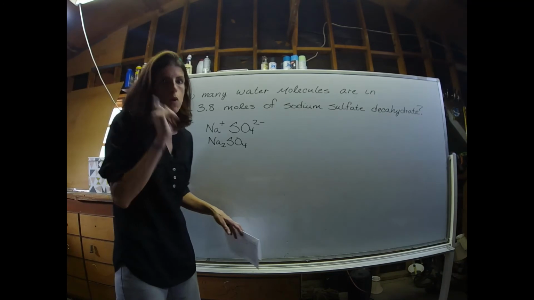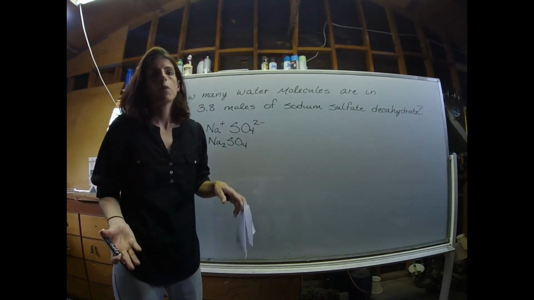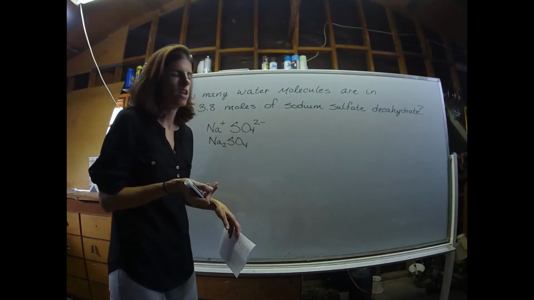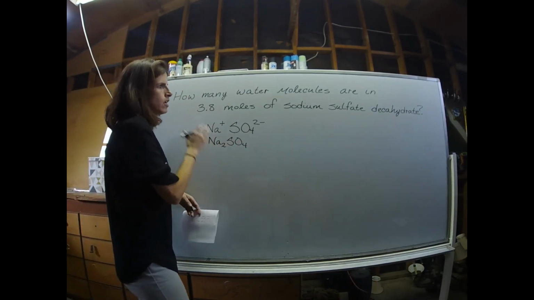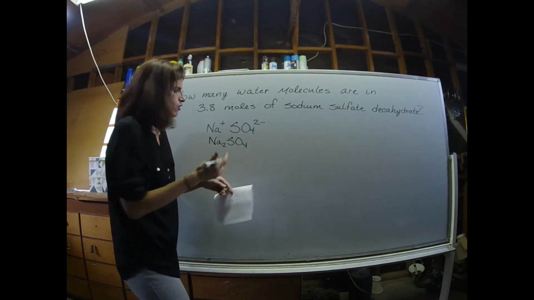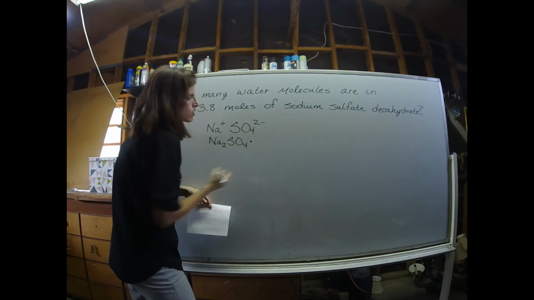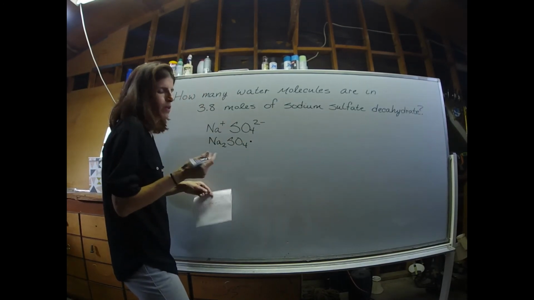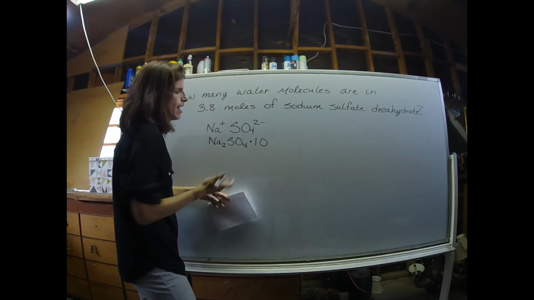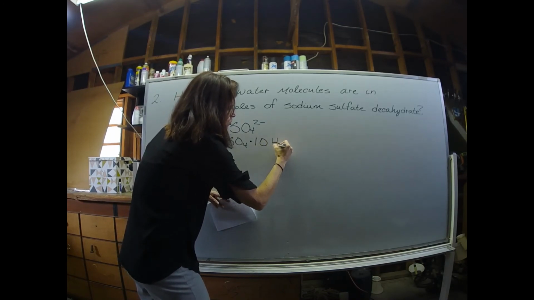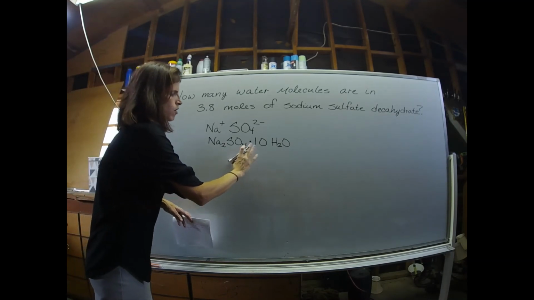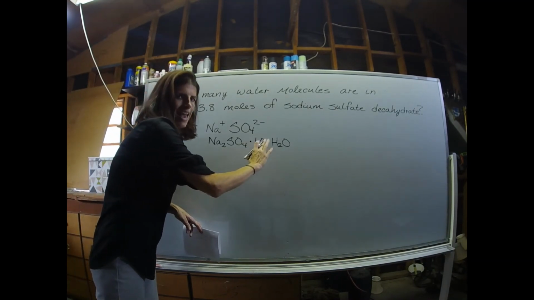Deca is one of our numerical prefixes that you might remember from our covalent nomenclature lessons. So deca means 10. So this salt has 10 water molecules attached to it. And the way we write hydrates is we always put a dot. It doesn't mean multiplied, it means attached. And then you put how many, in this case 10, and then I'm going to write H2O. So Na2SO4, little dot in the middle, 10 H2O.